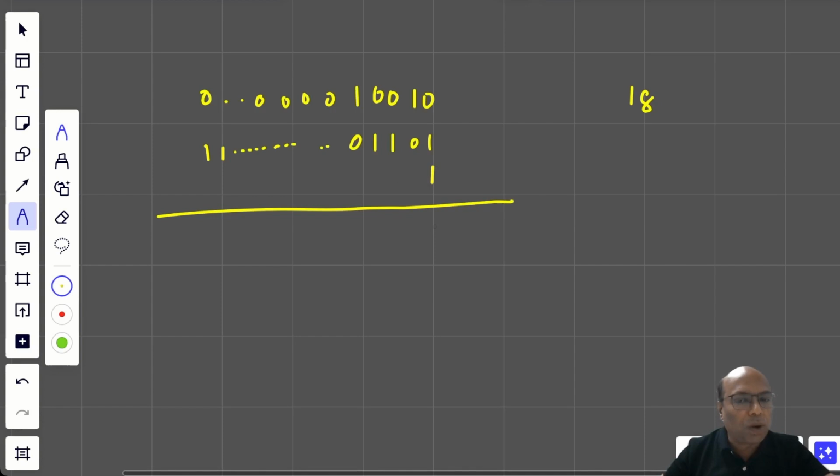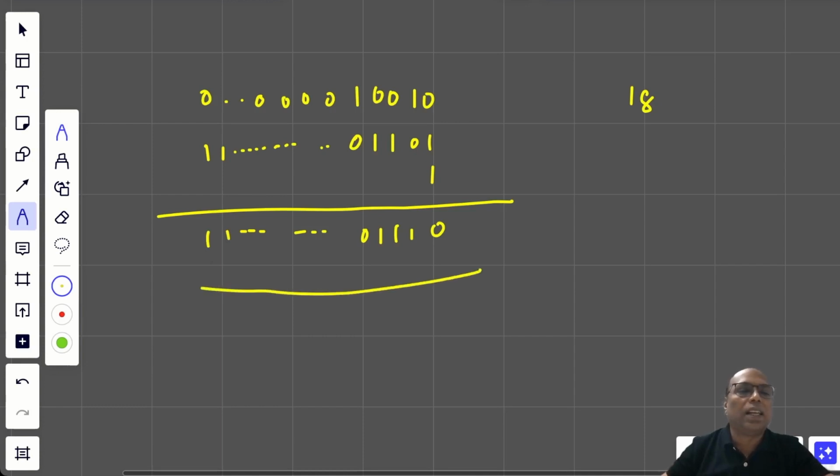2. 2 means you will write 1, 0. You will put the 0 and carry 1. Here 1, 1, 1, 0. All will be 1, 1, 1. This is the binary form of minus 18.